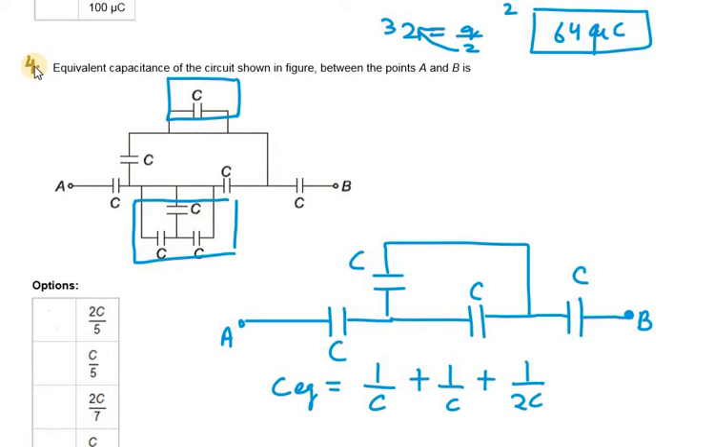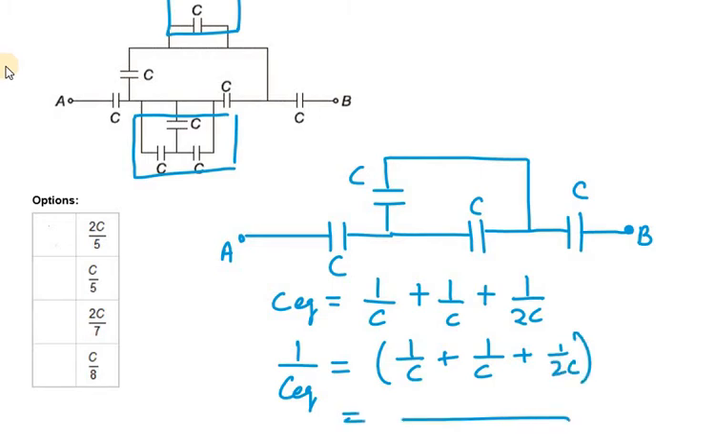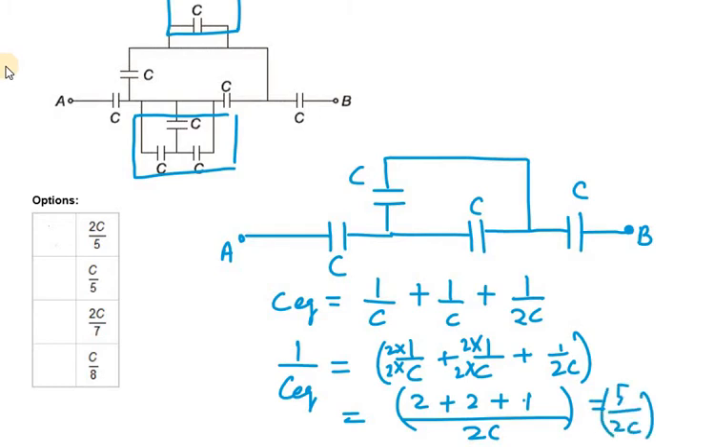So C equivalent is 1 over C equivalent because it is in series and then in parallel. So it will be 1 over C plus 1 over C plus 1 over 2C. So it will be 2C, and multiplying the first with 2 and the second with 2 again. So it will be 2 plus 2 plus 1. So it will be 5 over 2C. Now reciprocal of it will give us 2C over 5.